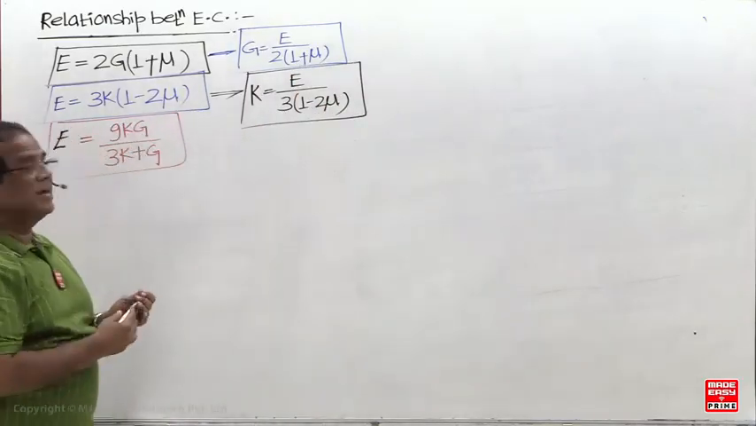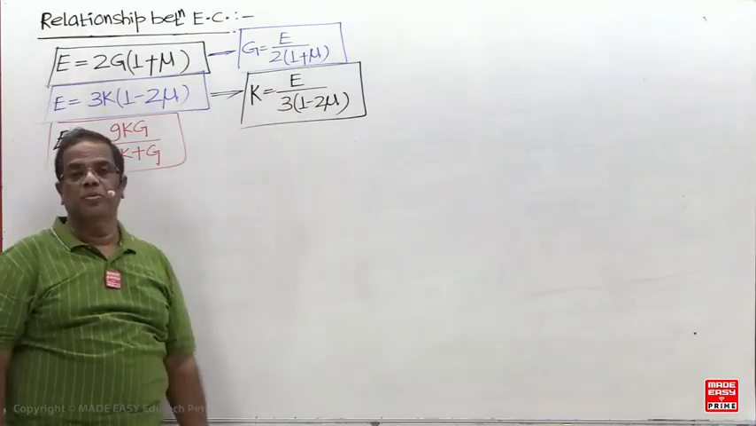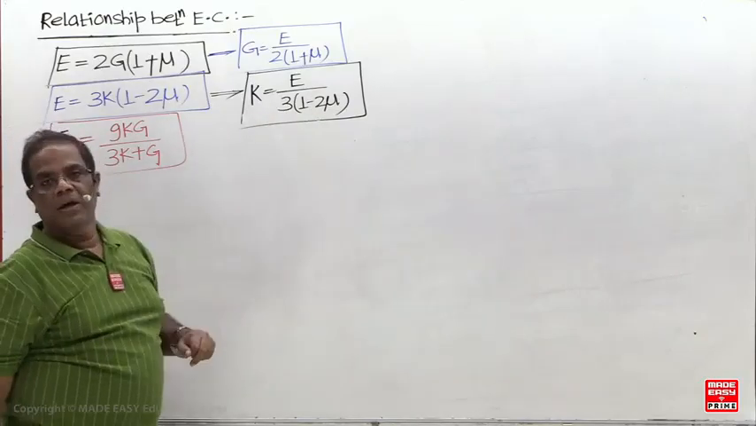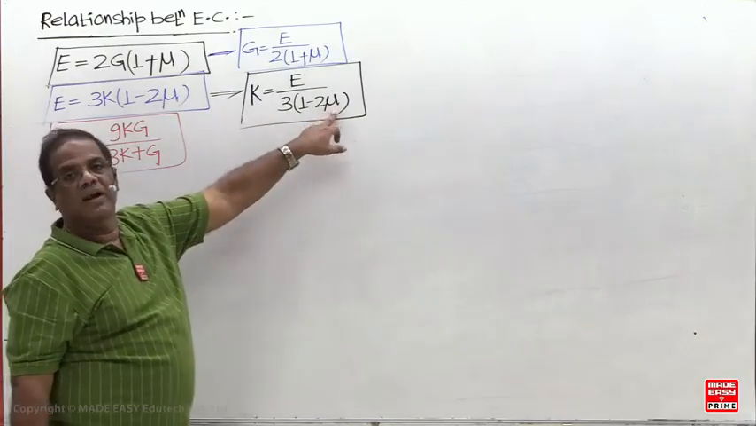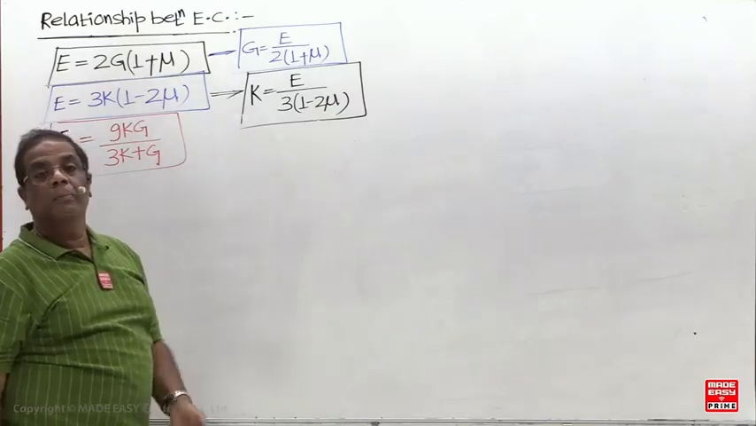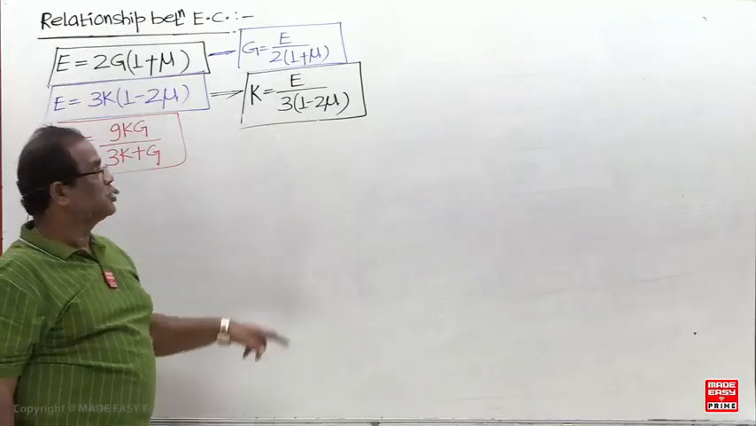K is equal to E by 3 into 1 minus 2 mu. But here K, positive or negative, depends upon the mu value. Suppose I take mu equal to 1, then this will be negative. But K should be a positive value now.